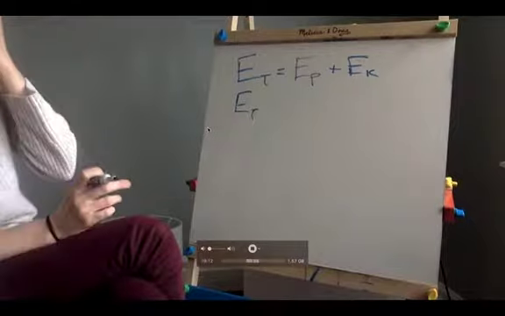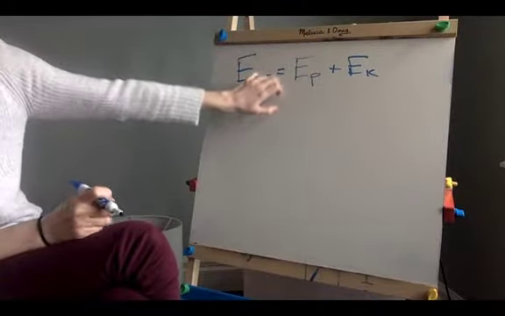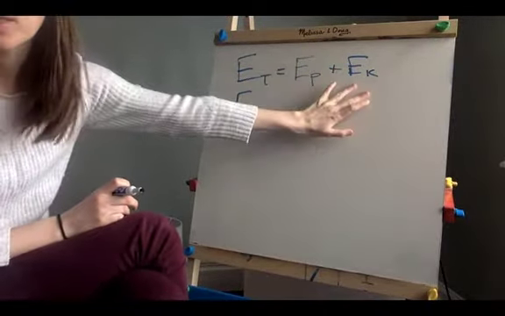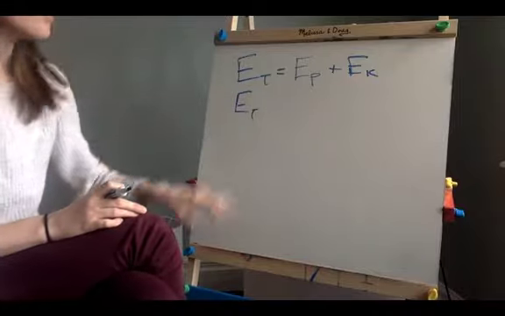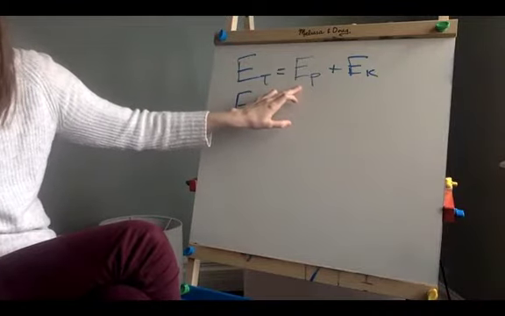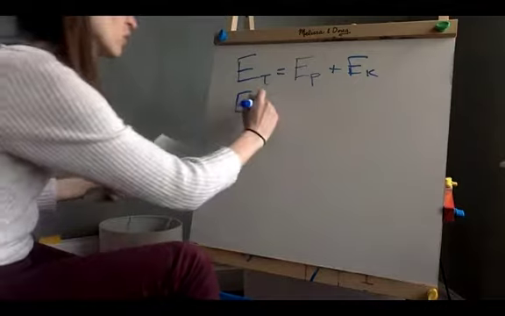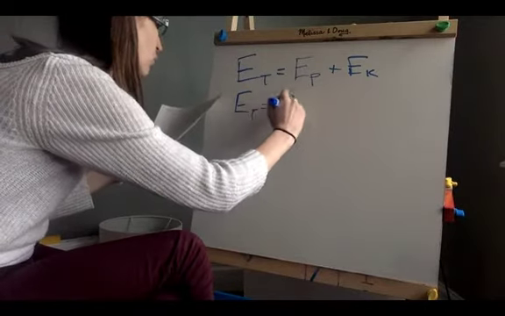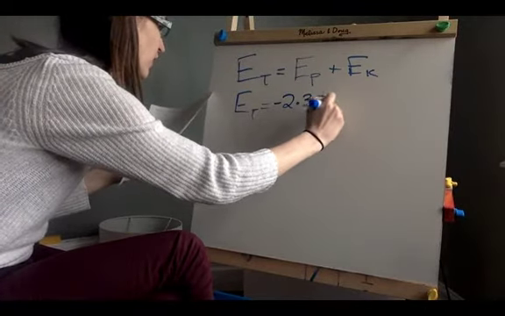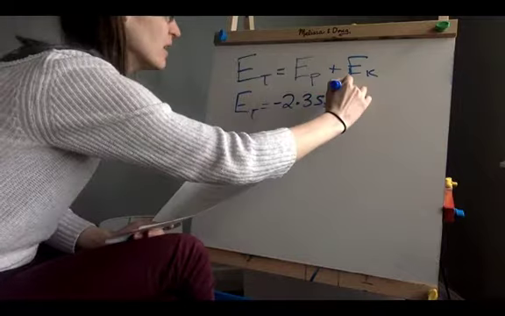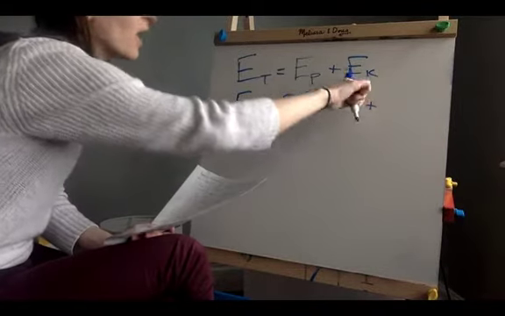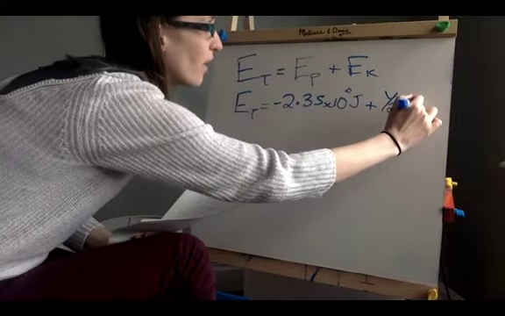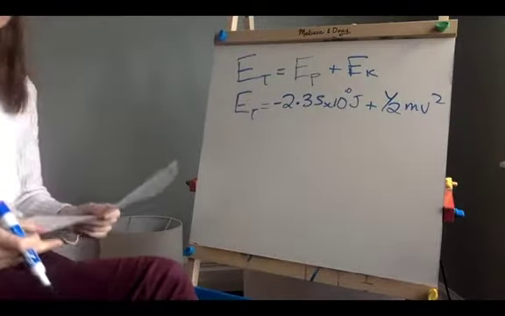Okay, so I've already written out there that our total energy is going to be the gravitational potential plus the kinetic energy. This value we just calculated in the last section, so we know that it has a value of negative 2.35 times 10 to the 10 joules, and this is from the formula 1/2 mv squared.